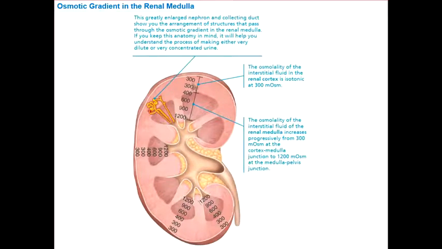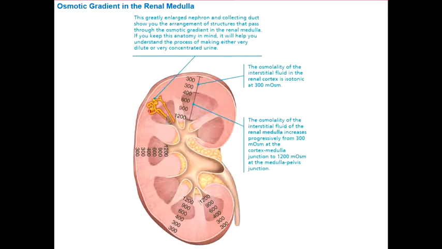So if you look at this kidney here, we see a nephron, and this nephron's enlarged, of course, but it really drives home the point. Just kind of keep this in mind, like it says here, and that will help you understand how we make dilute or very concentrated urine. Because these numbers here represent the osmolality in the interstitial fluid.